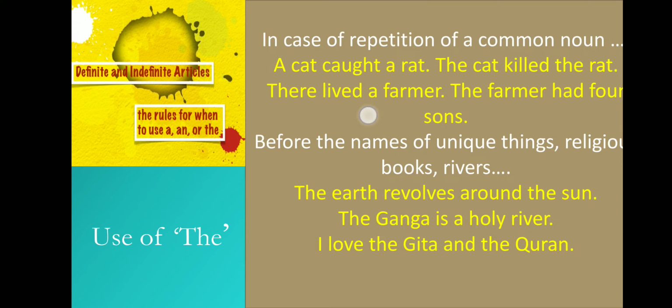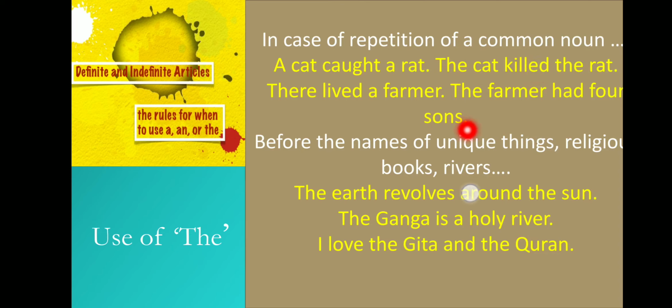Now, in case of repetition of a common noun, we also use the definite article "the". A cat caught a rat. Once the noun has come, when this noun is repeated the second time, we will use the article "the". A cat caught a rat. Now, the second time cat and rat came, so we use the article "the". The cat killed the rat. In the same manner, there lived a farmer. The farmer, because the second time the farmer came here, so the farmer had 4 sons.